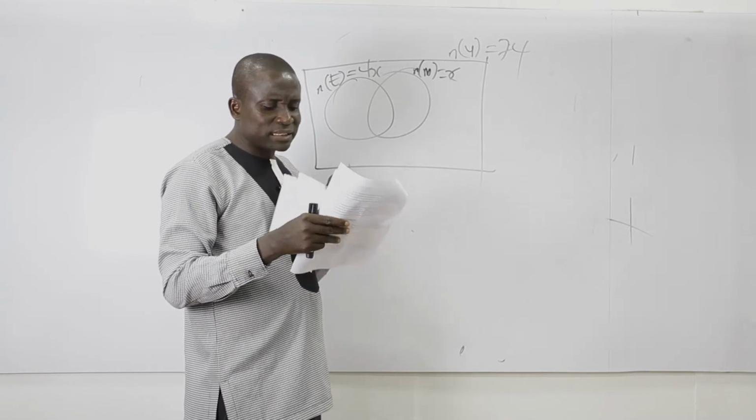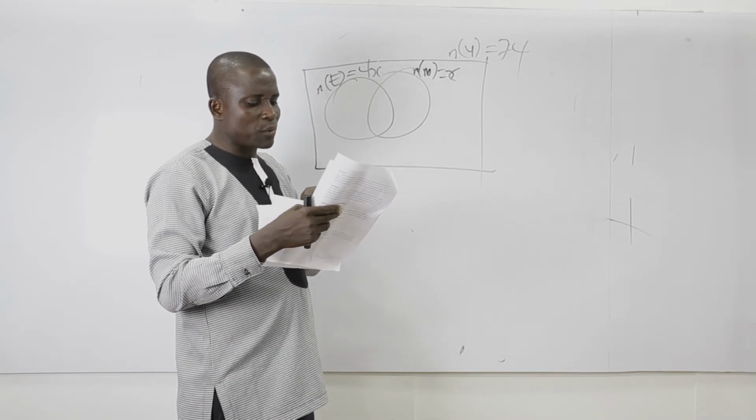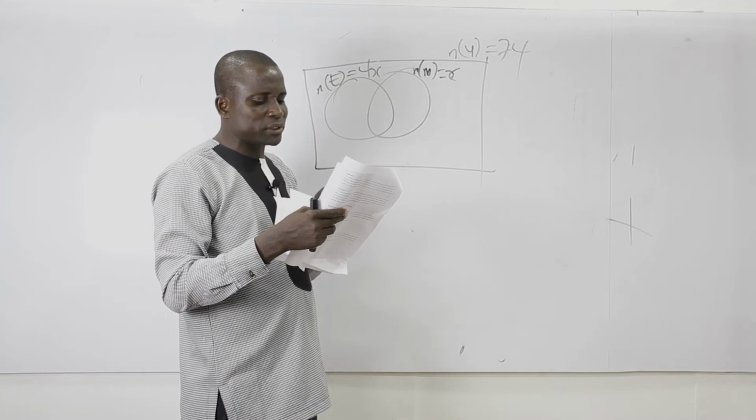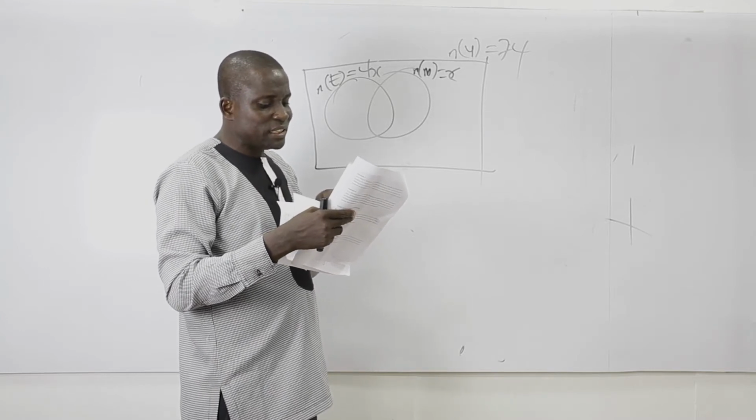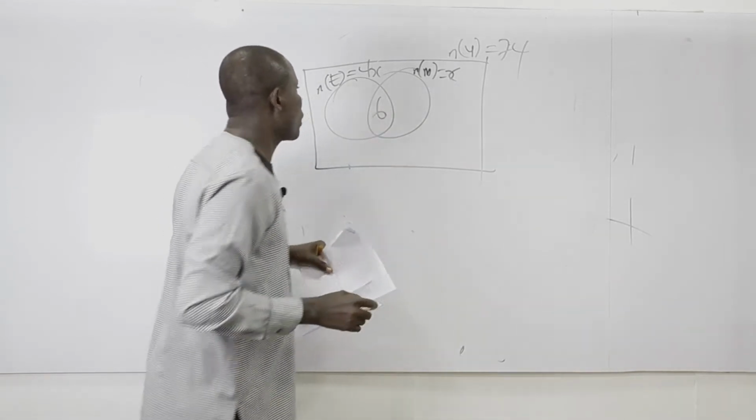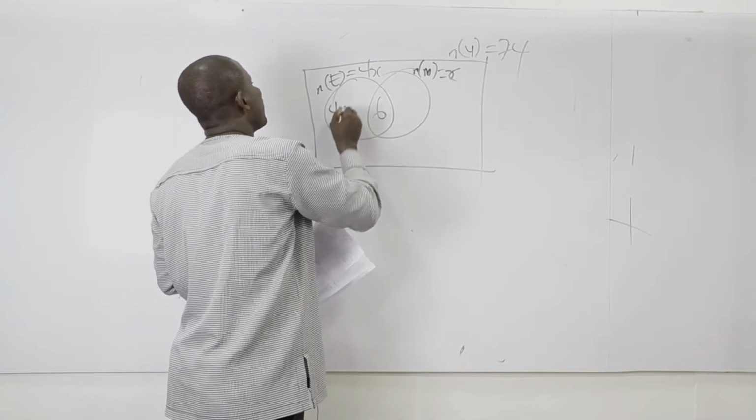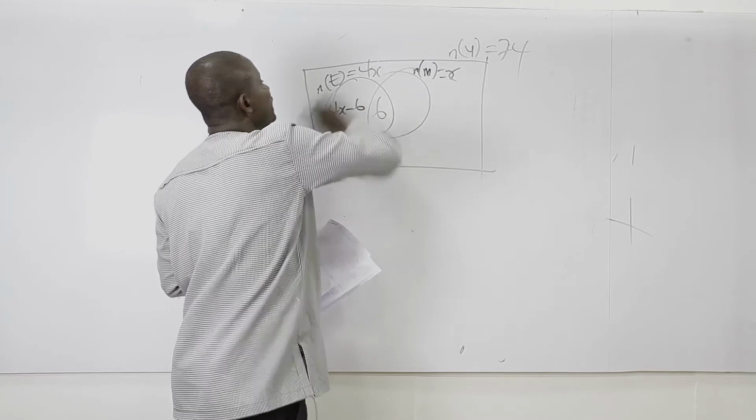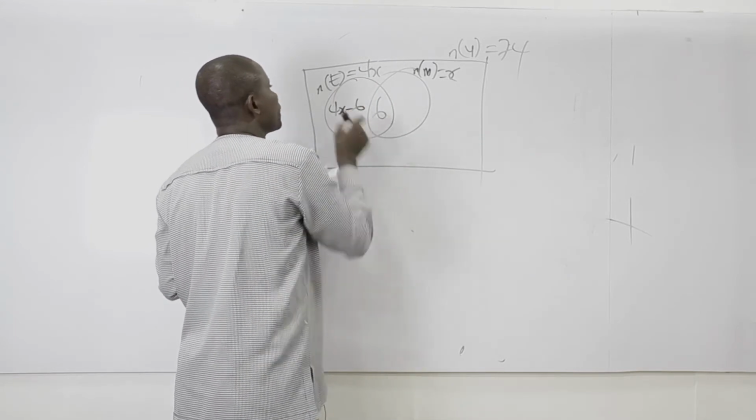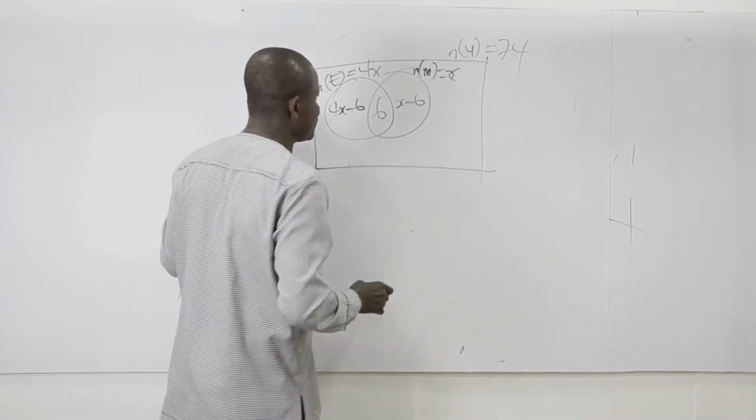Now, he said that the number of students studying only English language exceeds the number offering only mathematics by 48, and 6 students offer both subjects. So over here is your 6. Okay? The question is a little bit tricky, so you have to be very careful. Then here is 4x minus 6, because the whole circle here is 4x. So if here is 6, then here becomes 4x minus 6. What about here? Here becomes x minus 6, as usual.